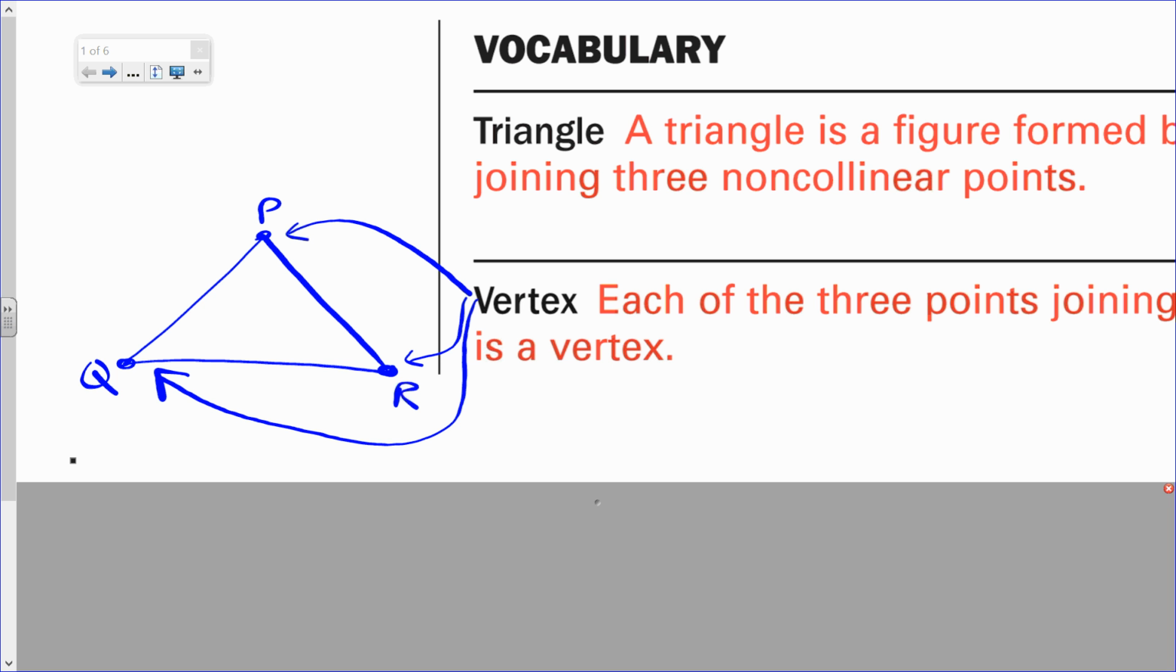So that's what I'm talking about when I talk about a vertex. There's 3 vertexes, but the way to say it plural is vertices. Each one's a vertex. The corners of a triangle is a vertex. You got P as a vertex, Q as a vertex, R as a vertex. Go ahead and put that on your picture.